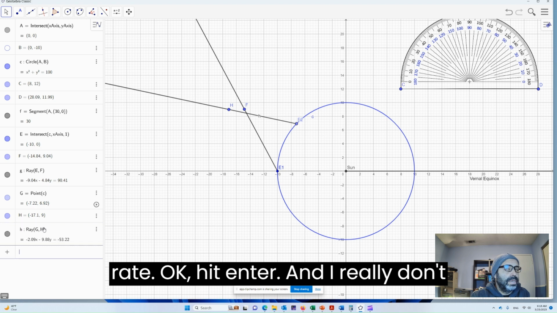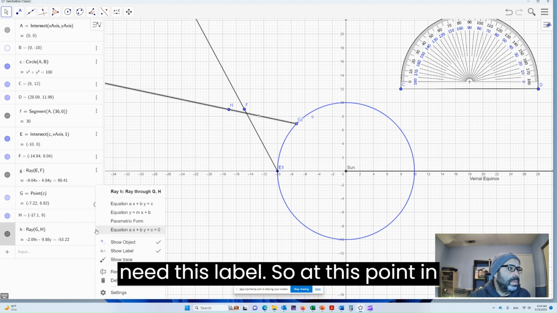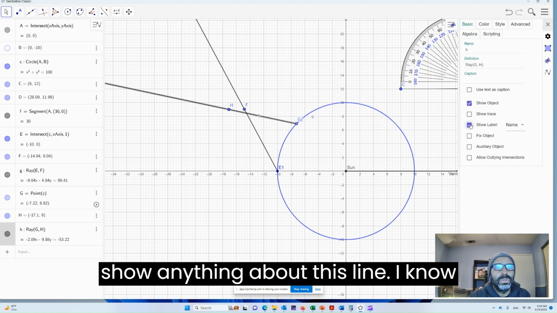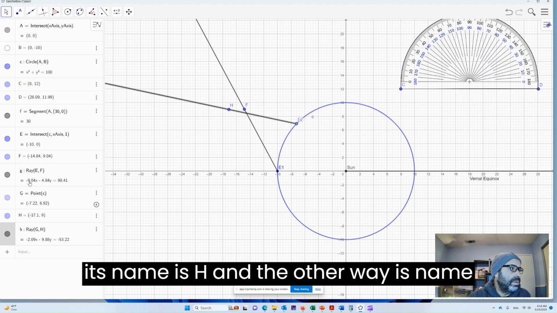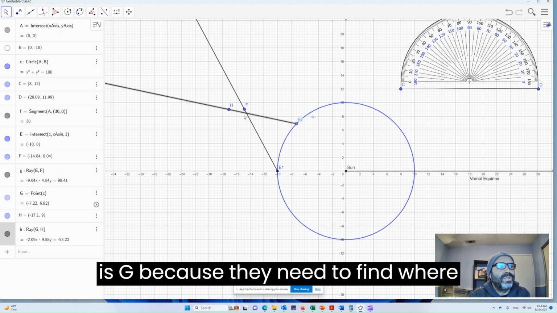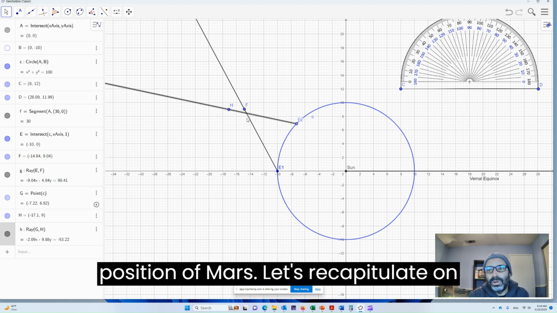Okay, hit enter, and I really don't need its label. So at this point, in going to properties, I don't need to show anything about this line. I know its name is H, and the other ray's name is G, because I need to find where these two intersect, and that is the position of Mars.